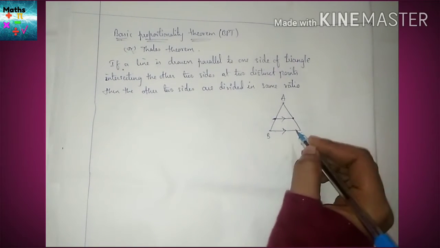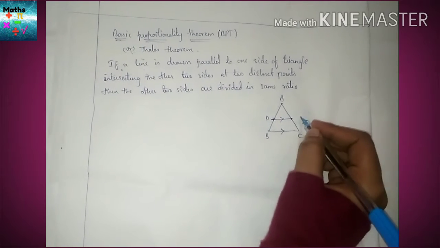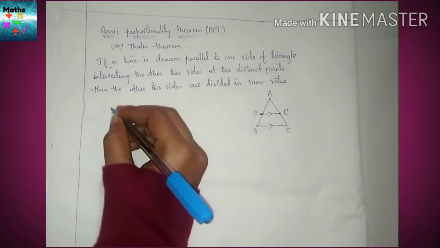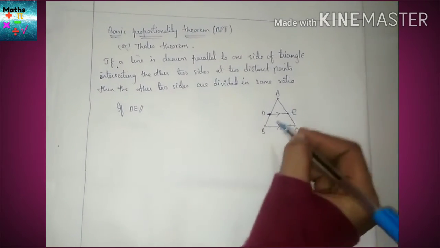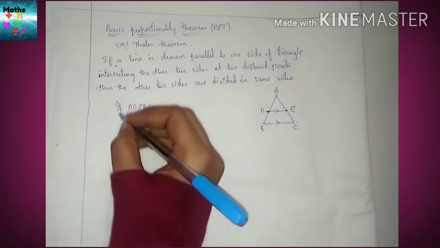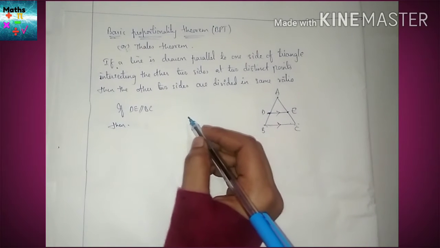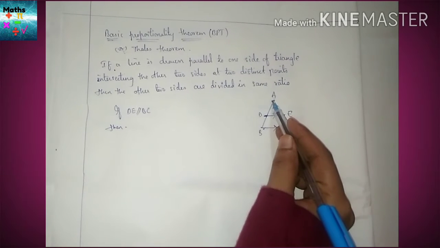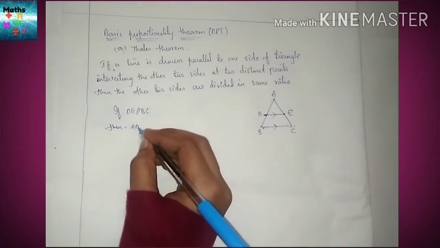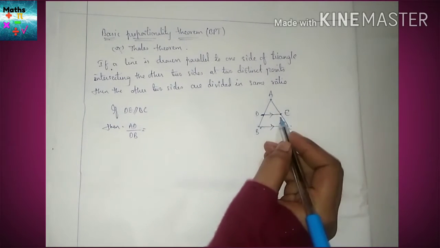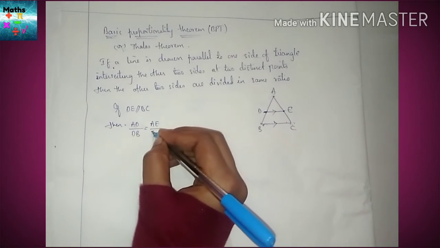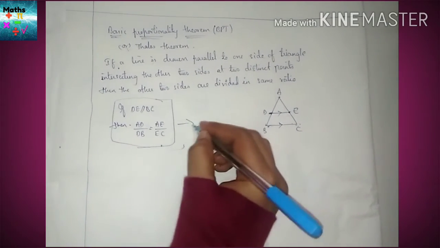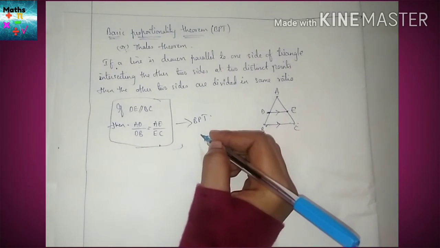Let us name the triangle ABC. Let this line be DE. If DE is parallel to the third side of the triangle, BC, then the other two sides AB and AC are divided in the same ratio. So AD by DB is equal to AE by EC. This is the basic proportionality theorem, or Thales' theorem.